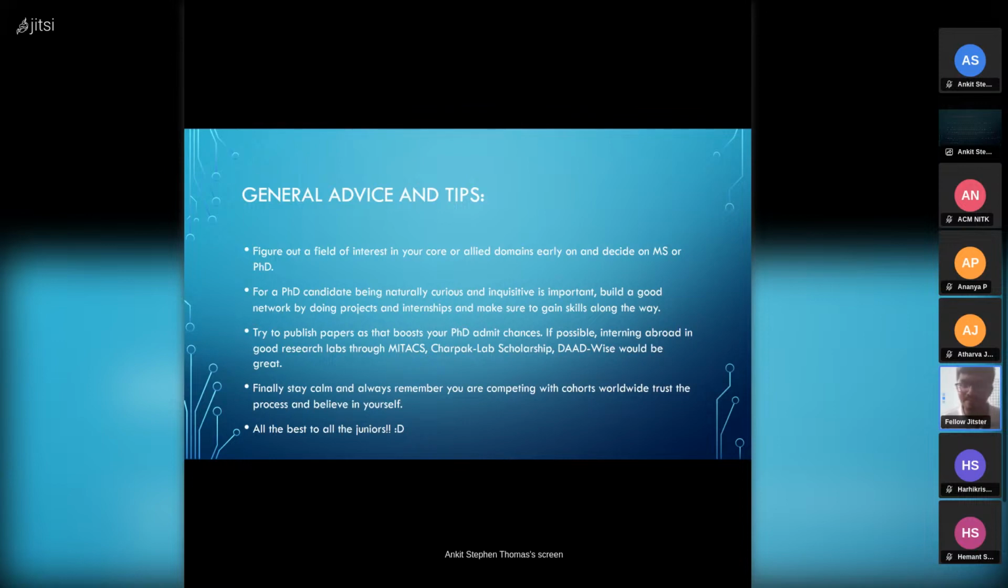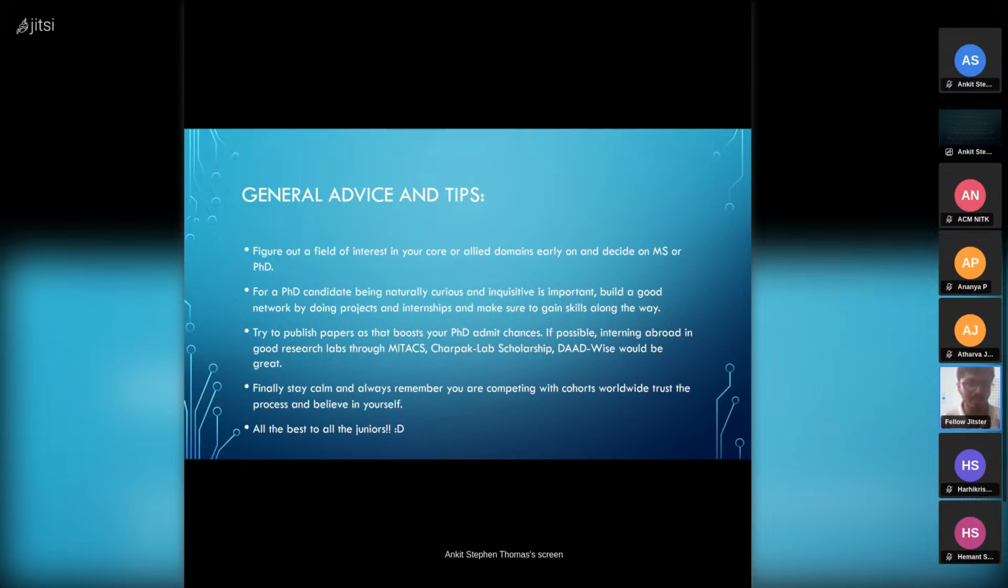Try to publish, yeah. So this is something that I did not have at the time of application. I did not have publications, but publication is really, really important. I cannot stress it enough, but this is quite important for a PhD admit. So this really boosts up your chances, I would say.